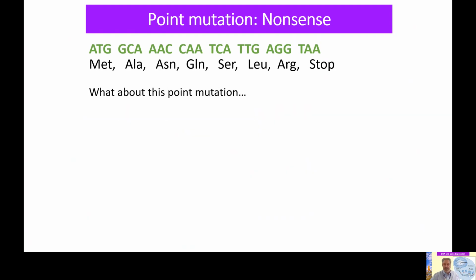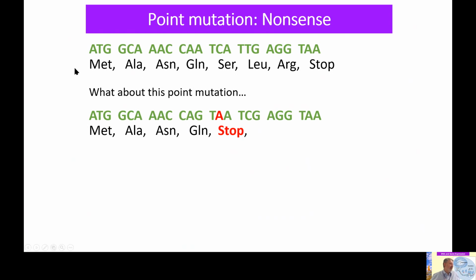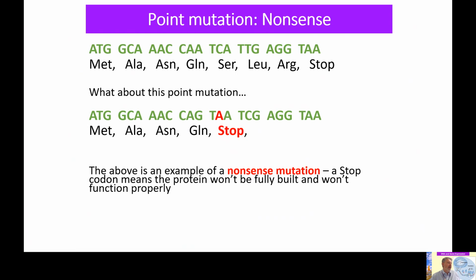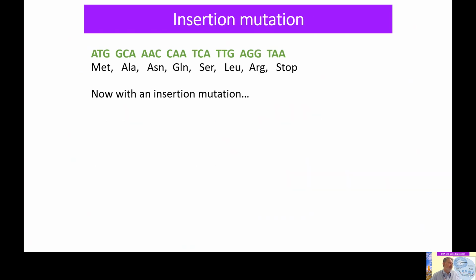Okay, so another point mutation: nonsense. What about this one? Here we've got methionine, alanine, asparagine, glutamine, I think, and then serine. But if that C is changed to an A, instead of making serine, we've got a stop codon, and that will stop the polypeptide chain there. And so we have a small bit of polypeptide chain, smaller than it should be, which could be absolute nonsense. It won't be built fully, or it won't function properly. So that might mean a specific protein doesn't work in a certain organism.